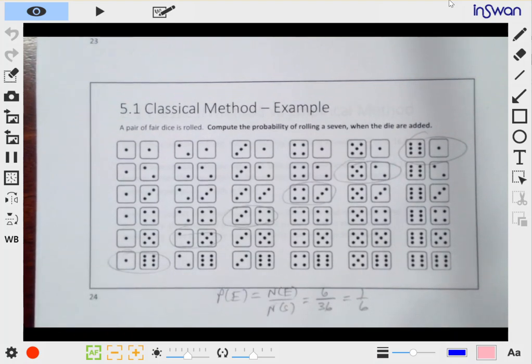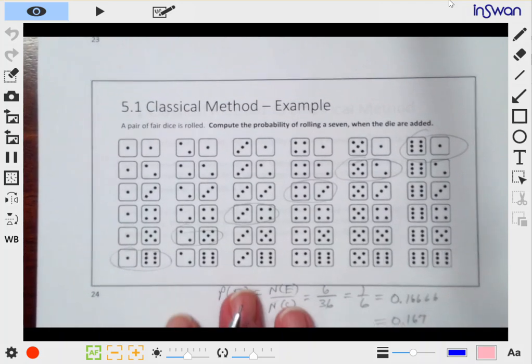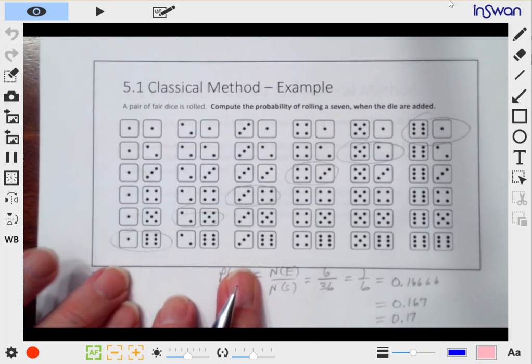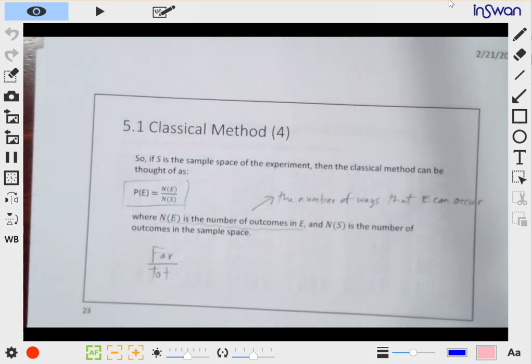And let's see. Again, in decimal form, that would be 0.16, a bunch of 6's repeated, rounding to 3 decimal places, 167 thousandths. Or if you rounded to 2 decimal places, it would be 17 hundredths. So it just depends on what they ask for. Let's go ahead and do another one of these.